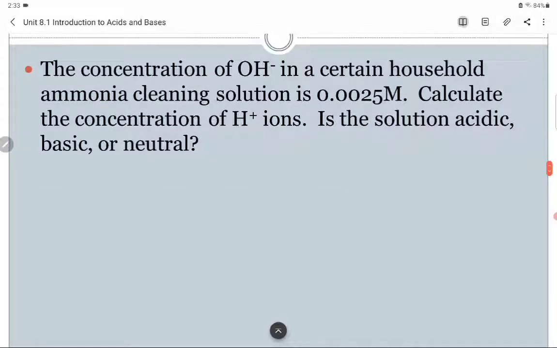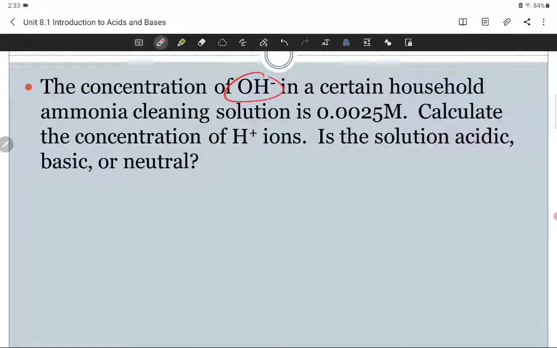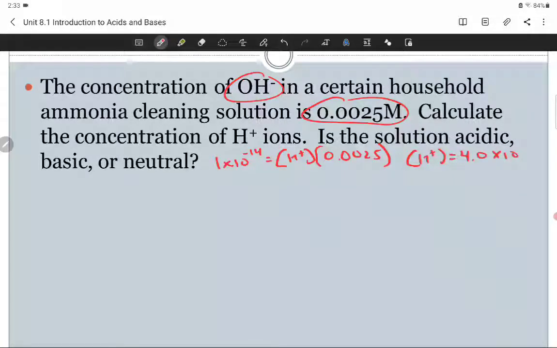We have ammonia, and we have a hydroxide concentration, and this time calculate H positive. So it's very similar to our last question. We don't know H positive, but we do know the hydroxide. And this is going to be a tiny number. So 10 to the negative 12th, that's tiny. So this time we got basic. The hydroxide is the bigger of the two numbers.